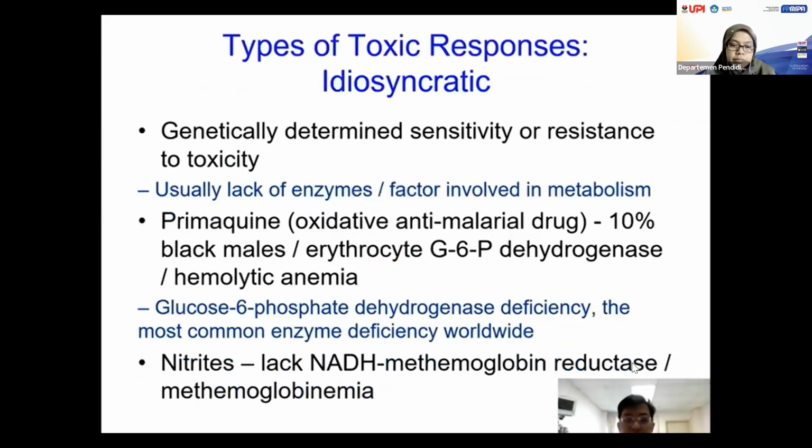Then we have a type of toxic response like idiosyncratic, and this is just some examples. It's genetically determined sensitivity or resistance to toxicity. And then we have primaquine, which is an oxidative anti-malarial drug. And then we have nitrite, lack of NADH methemoglobin reductase. This is one of the enzymes.